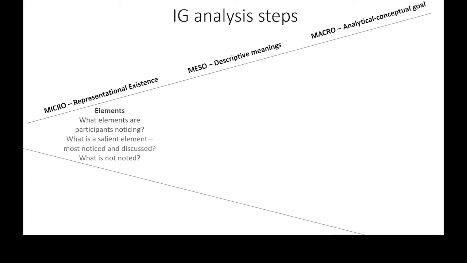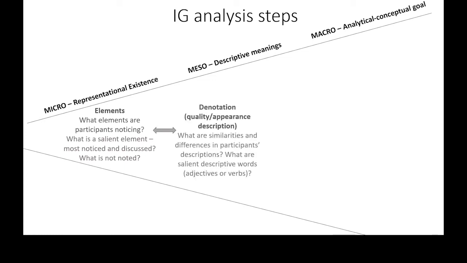So what elements are participants noticing? What is a salient element? What is shared among participants? Imagine giving them one and the same image. So how do different people interpret that one and the same image? So what is most noticed? What is most discussed? And what is not noted? So that can lead to useful insights.